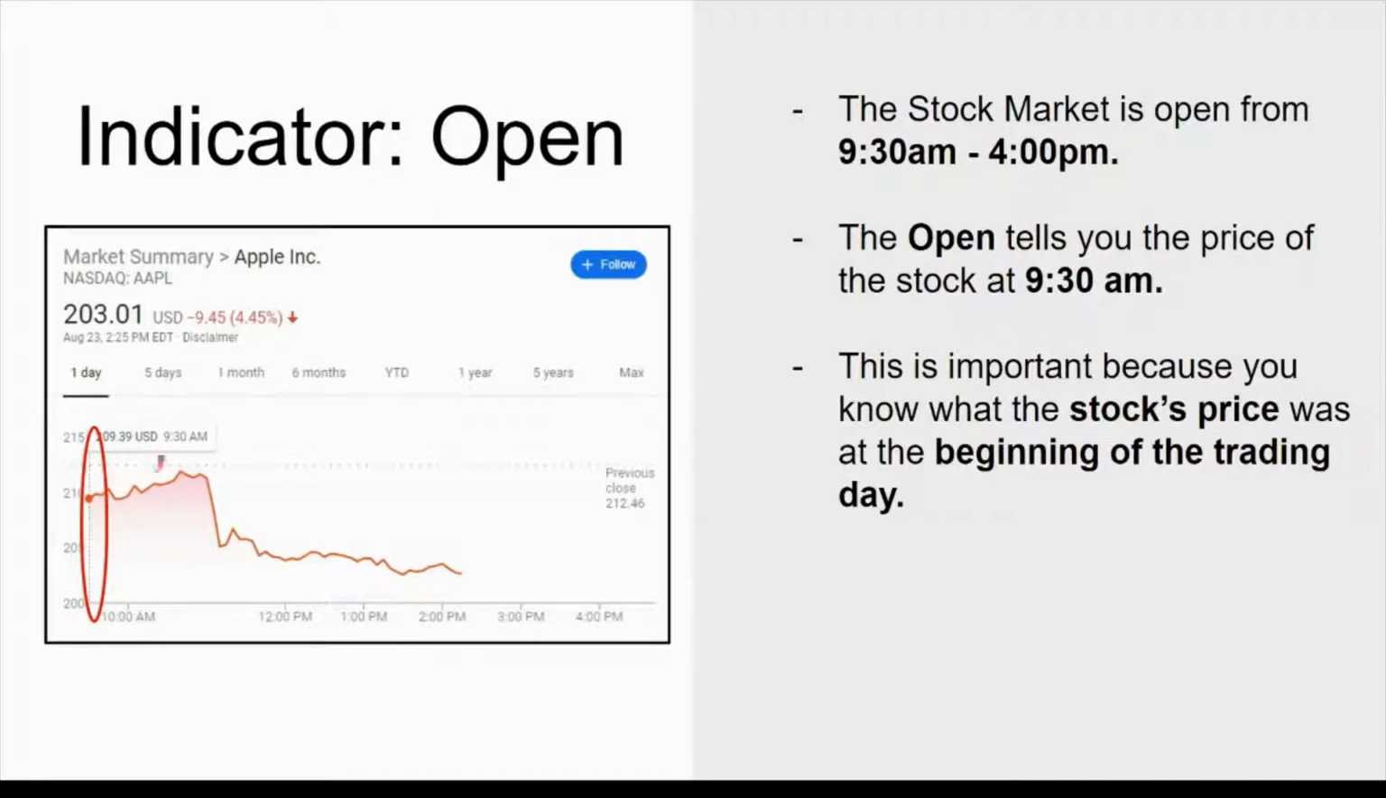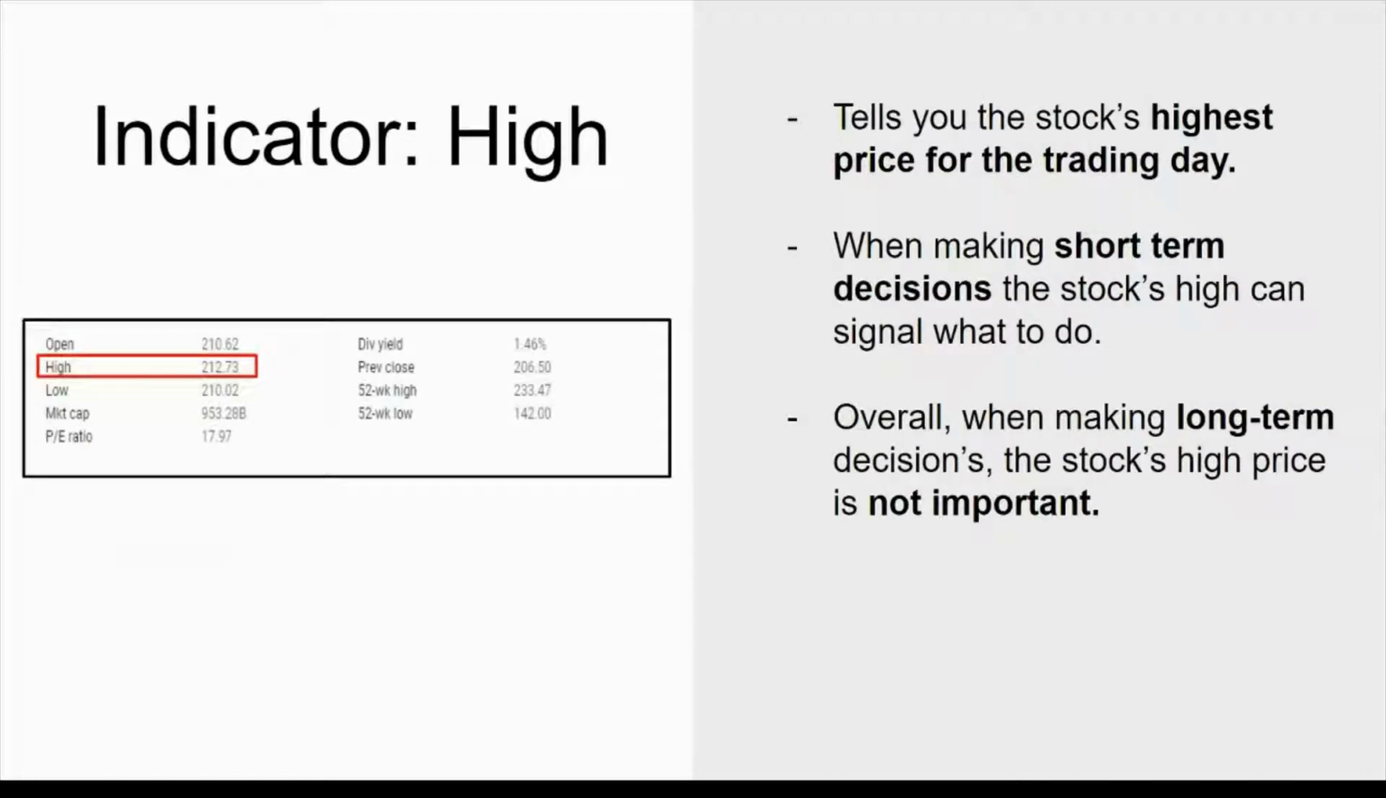was $209.39, right? So the open, therefore, for that day would be $209.39 because it was the stock price at 9:30 a.m. And this is important because you know what the stock's price was at the beginning of the trading day, so you can make short-term decisions. But if you want to make long-term decisions, it's going to play a less important role in the decision-making process.